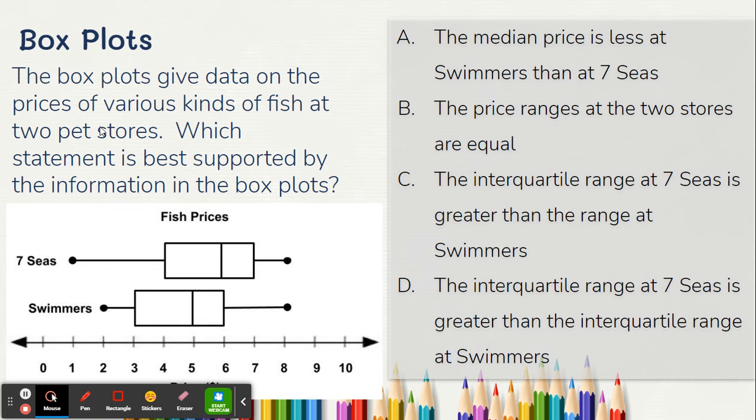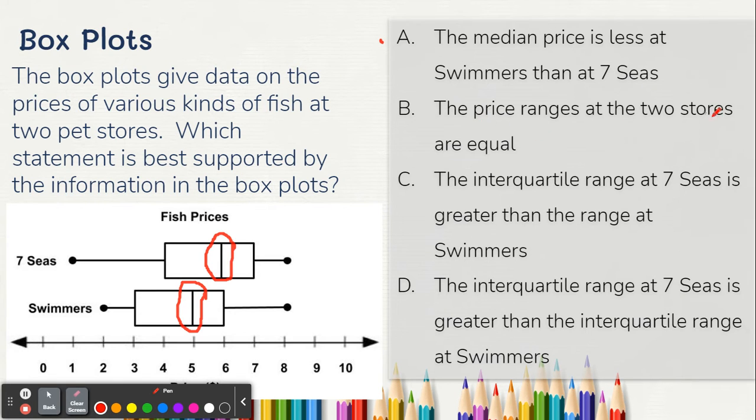The box plots give data on the price of various kinds of fish at two pet stores. Which statement is best supported by the information in the box plots? The median price is less at Swimmers than at Seven Seas. So median, remember, is that line in the box, is less at Swimmers than at Seven Seas. So that looks like it's true because Swimmers' median is lower than Seven Seas.